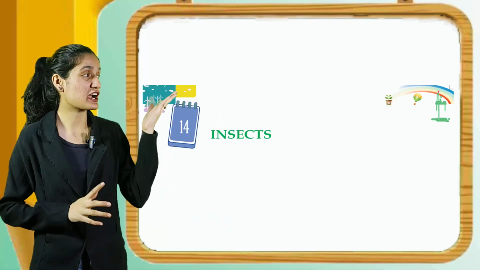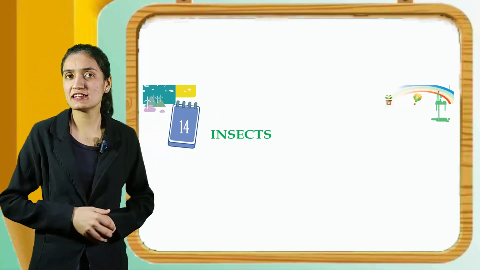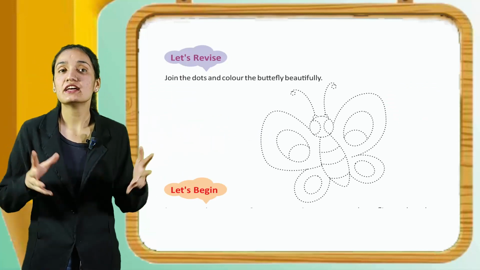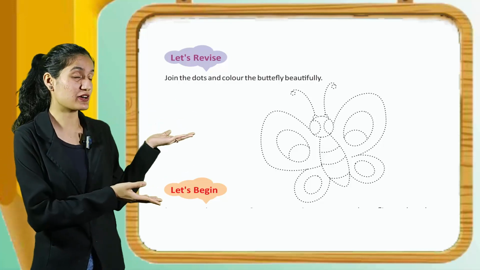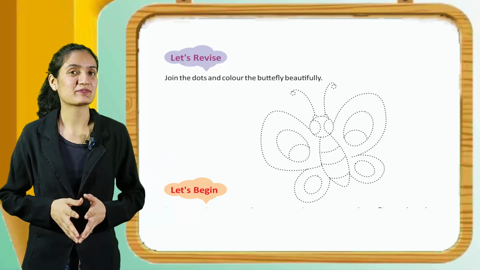Today we are going to start with chapter 14, that is insects. Kids, have you ever seen an insect? Of course you must have seen. Now let's revise. Join the dots and color the butterfly beautifully. Here you can see the dots in the butterfly and you have to color them.